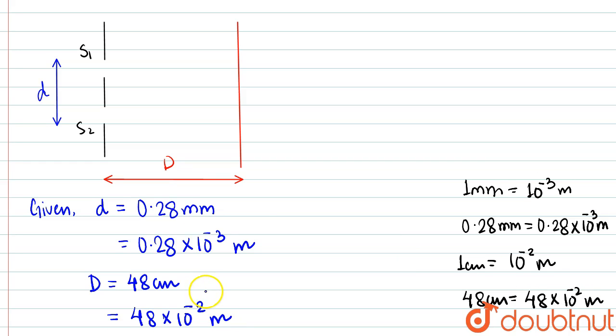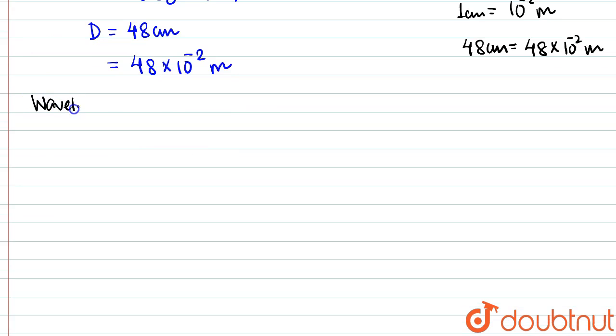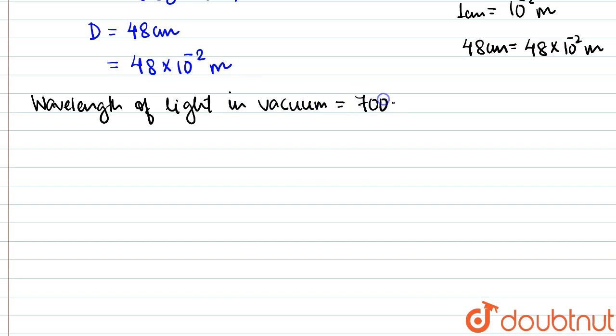We are also given the wavelength of red light, but that wavelength is for vacuum. Wavelength of light in vacuum equal to 700 nanometer. Now 1 nanometer is equal to 10 to the power minus 9 meter. So 700 nanometer will be equal to 700 times 10 to the power minus 9 meter. This is the wavelength of light in vacuum. Now the whole setup is immersed in water.